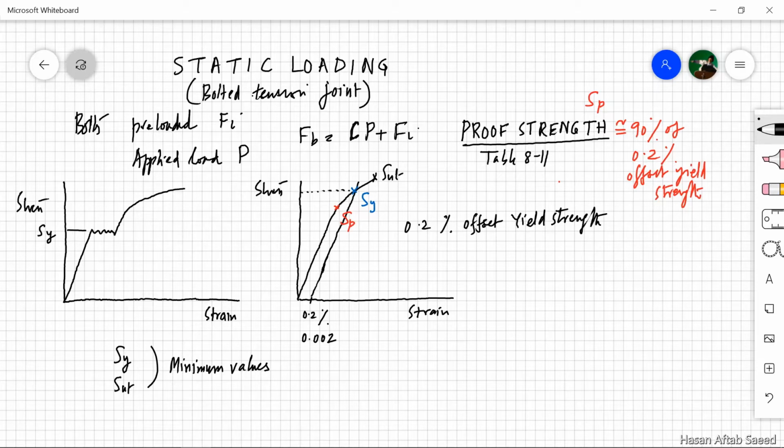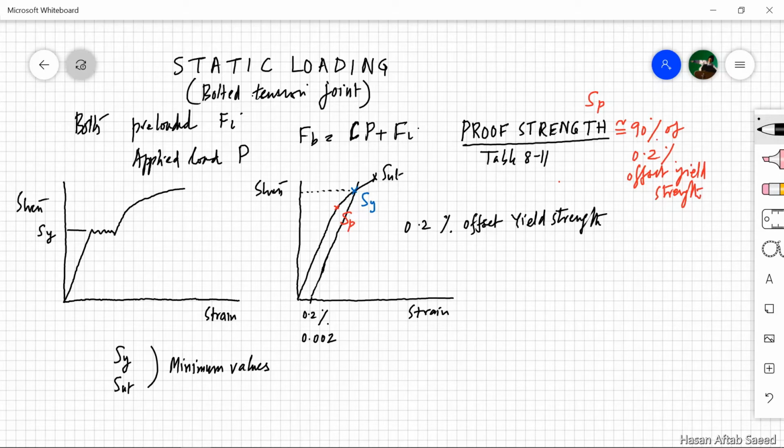Here, you can say that it is a minimum strength, which means that if you have 1000 specimens and you break them, or you find the values of SP, SY, or SUT, no value will be below this. It is the absolute minimum. So there's another safety built in here. So you have these two levels of safety.